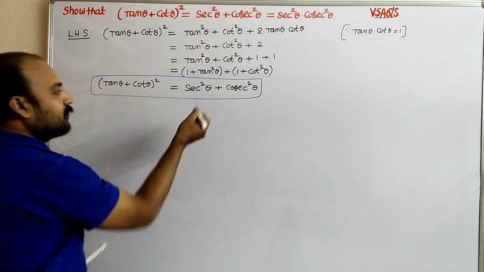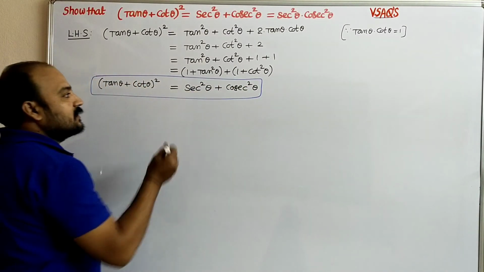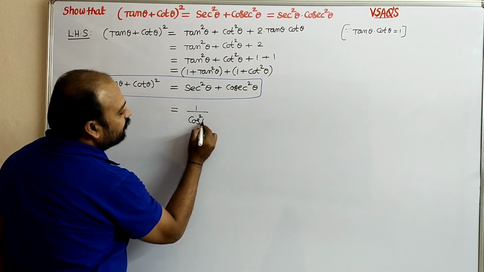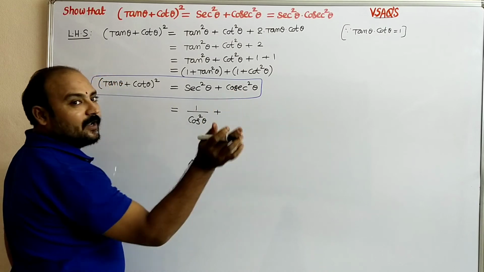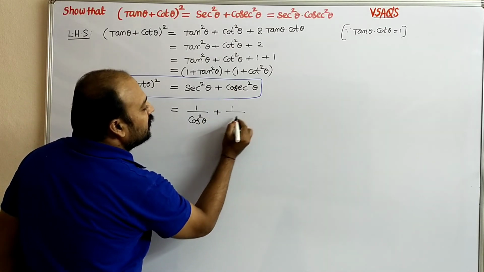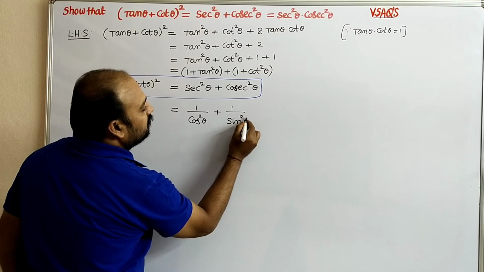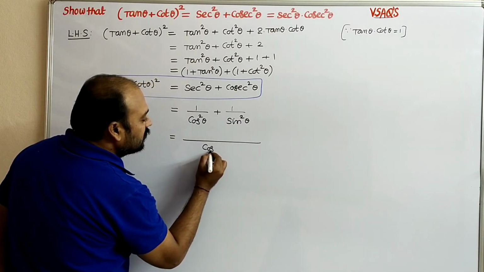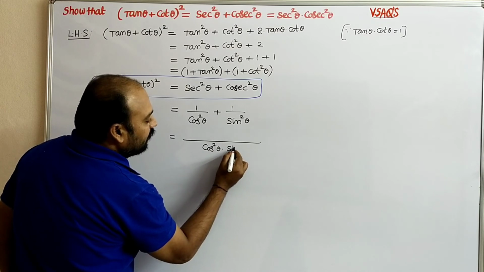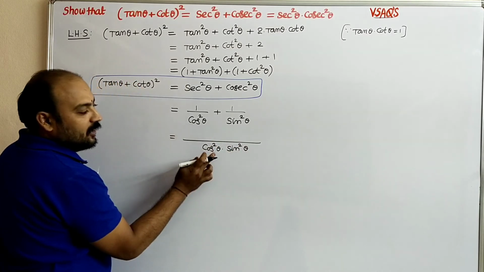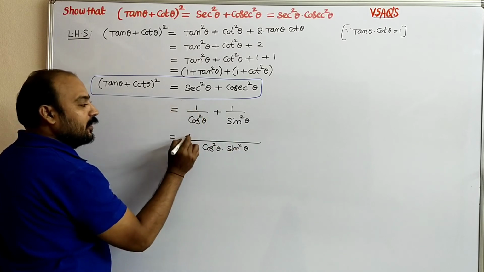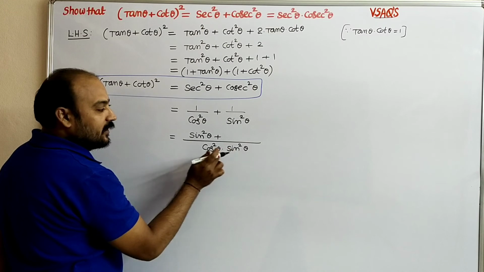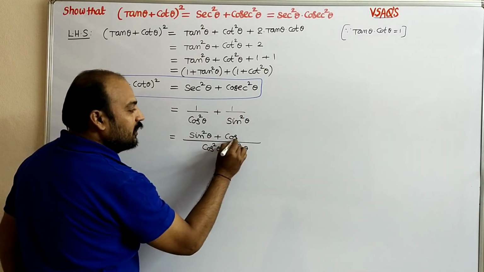Again, I am considering from there, secant square theta can be written as 1 by cos square theta, plus cosecant square theta can be written as reciprocal of sine, 1 by sine square theta. Now by taking LCM, sine square theta into cos square theta. Now cos square theta gets cancelled, sine square theta into 1, sine square theta; plus, sine square theta gets cancelled, cos square theta into 1 is cos square theta.